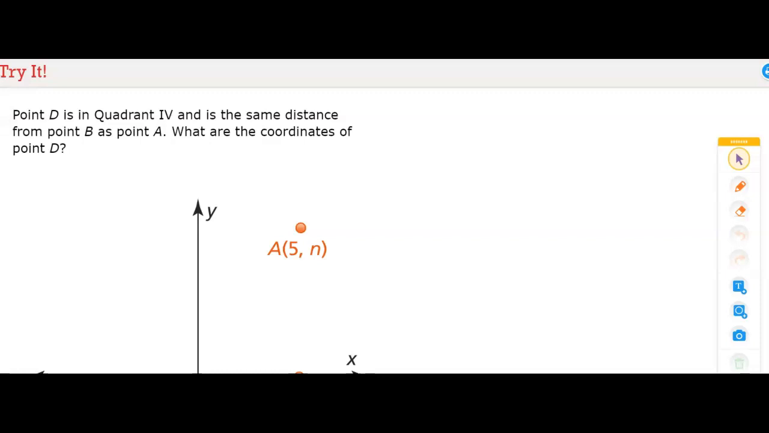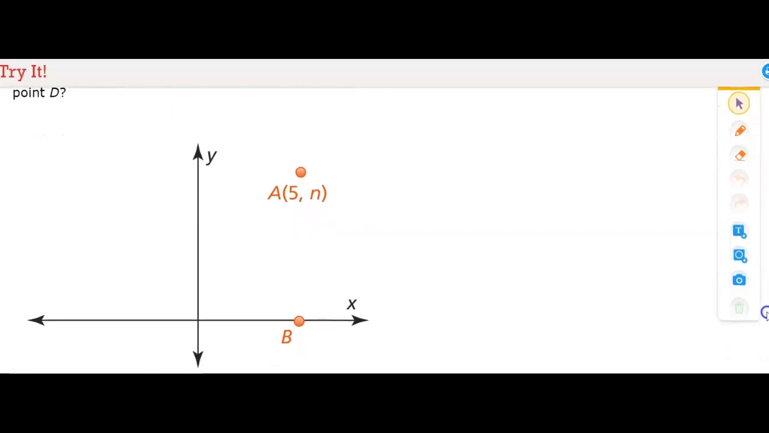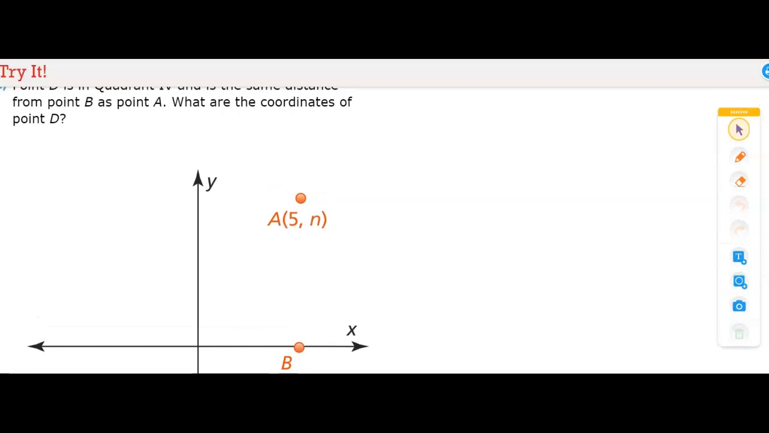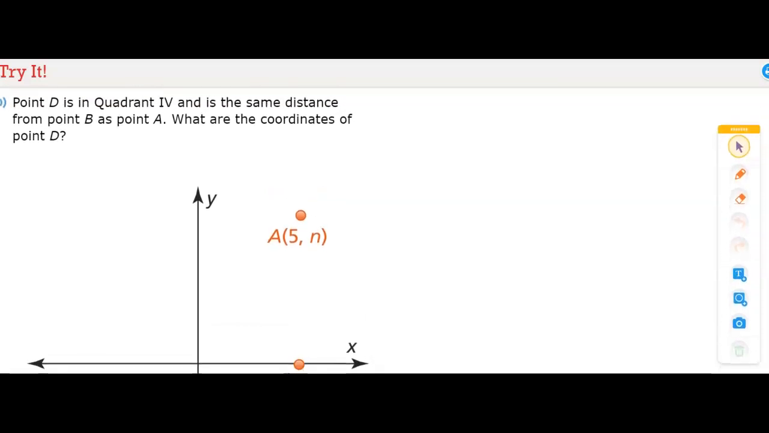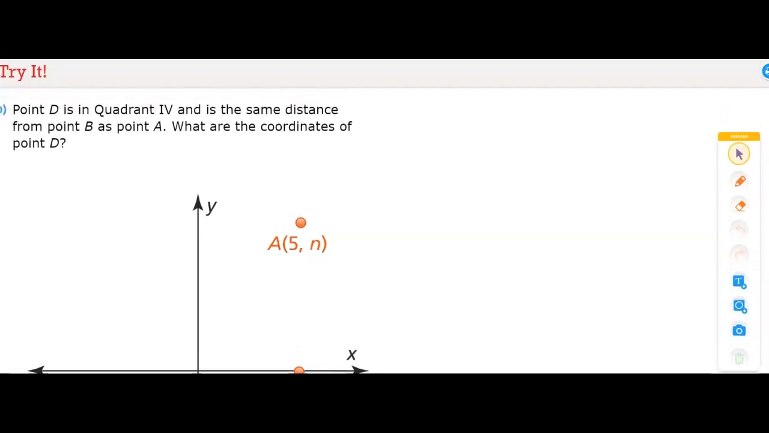Point D is in quadrant 4 and is the same distance from point B as point A. What are the coordinates of point D? So we have to figure out, based on the locations of point A and B, what are the coordinates of point D. Based on the example, n was equal to 7.